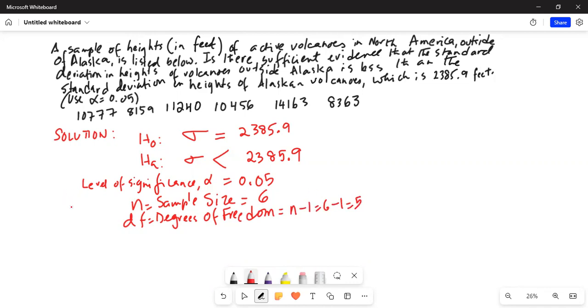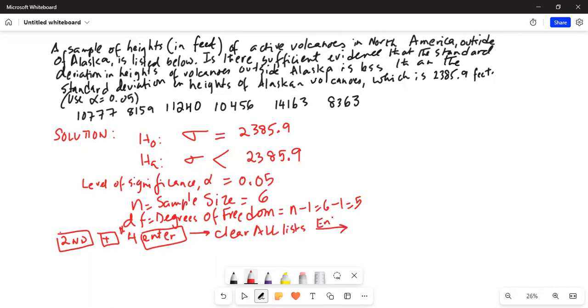Okay. So first we will press the second button of the calculator, then the plus button, which is on top of the enter button on the bottom right corner, then select number 4 and enter. Okay. We will get clear all list in the calculator. We further press the enter button and it says done. That means memories of the TI-84 calculator have been cleared.